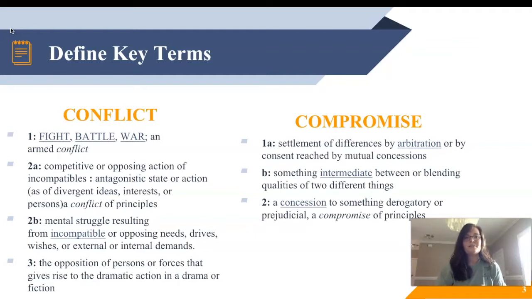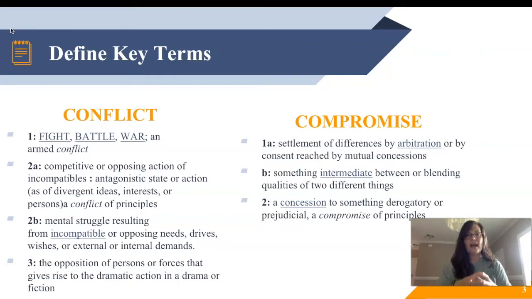A conflict could be something that is competitive or opposing action. It could be looking at two different ideas or having two different interests and those two things colliding together. A conflict could also be defined as a mental struggle that really roots from having opposing needs or different drives, different wishes, or external or internal demands. And it could also be the opposition of people or forces that rises into a dramatic action like we talk about in literature. However, on the other side, we have compromise.